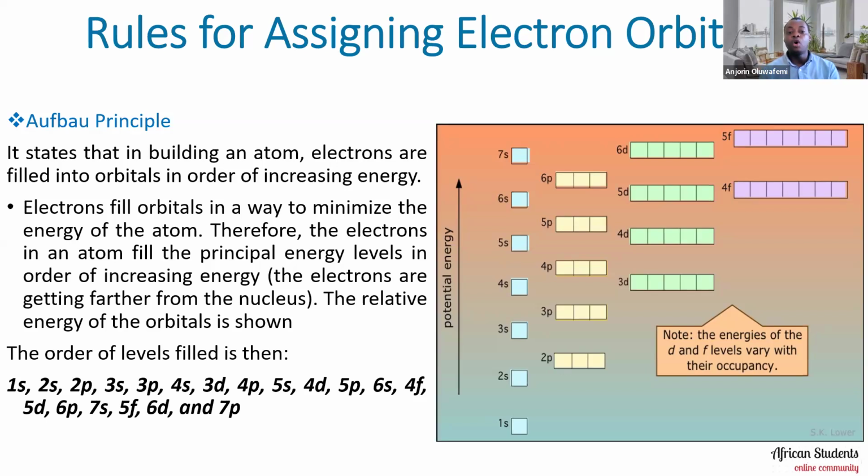The relative energy of the orbitals is shown. Now, the order of level filling is that you have the 1s orbital being filled first. Then after that, the 2s, then the 2p, then the 3s, then the 3p, then the 4s, then the 3d, then the 4p, then the 5s. And you can see that with this diagram that we have by the side here. So that is how it has been filled.